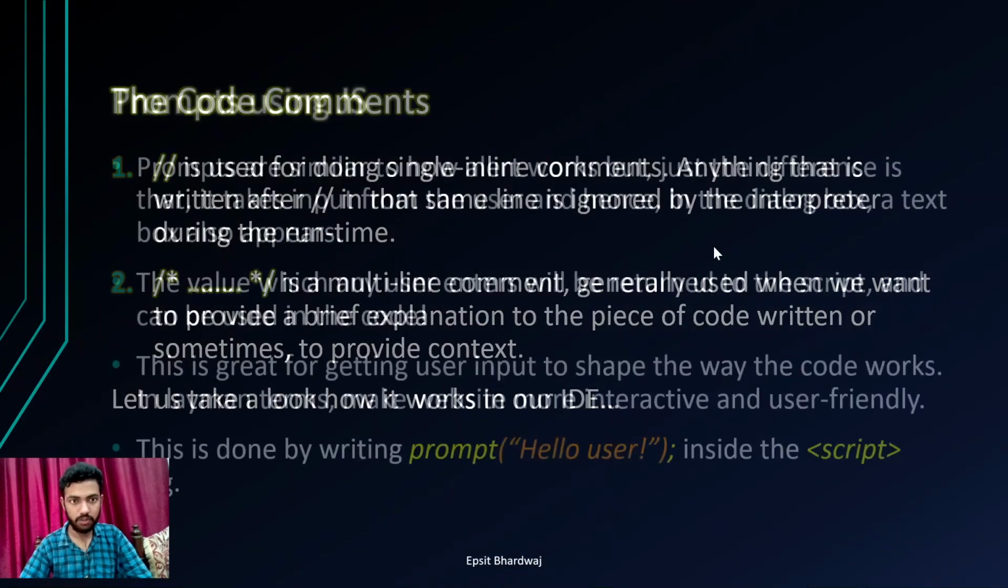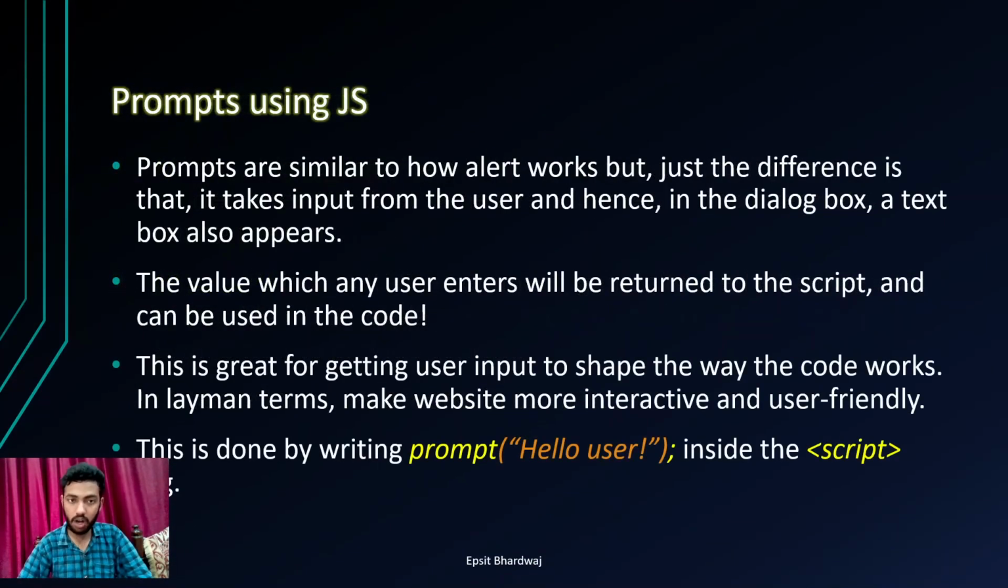Let's move on further and learn what prompts are. Prompts are similar to how alert works, but the difference is that it takes input from the user, and hence in the dialog box a text box also appears. You must have sometimes seen a dialog box appear whenever you go through some website that asks you to give an input. This is what prompting means. The value which any user enters will be returned to the script and can be used in the code.